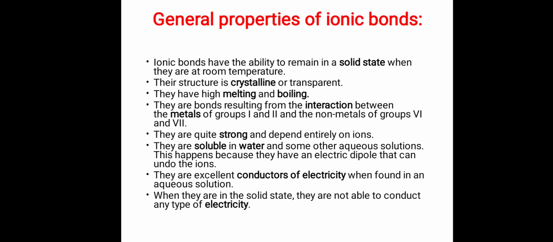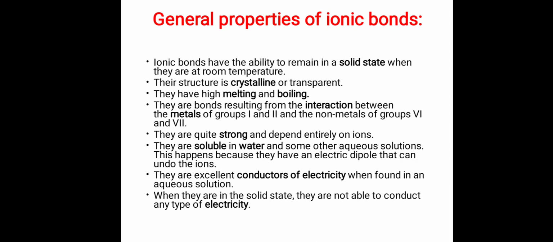Some general properties of ionic bonds. Ionic compounds remain in a solid state at room temperature. Their structure is crystalline or transparent. They have high melting and boiling points. If it is a solid, it has a melting point; if it is a liquid, it has a boiling point. But the melting and boiling points are high.